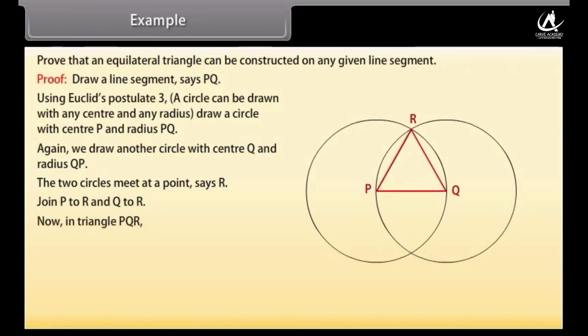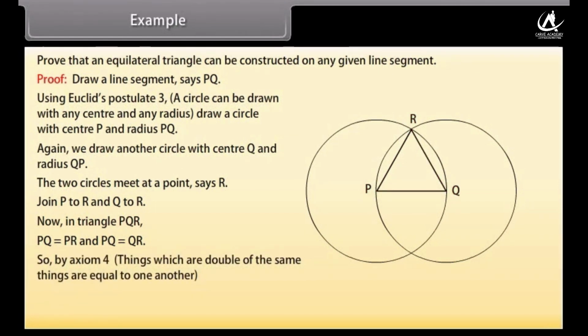Now, in triangle PQR, PQ is equal to PR and PQ is equal to QR. So, by axiom 1, things which are equal to the same thing are equal to one another, we get PQ, QR, and PR are equal. Hence, triangle PQR is an equilateral triangle.